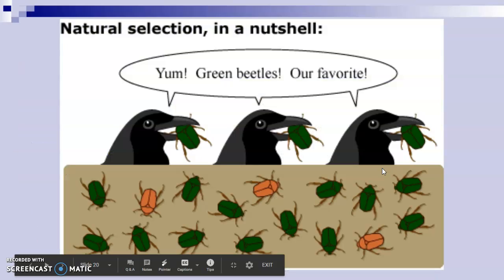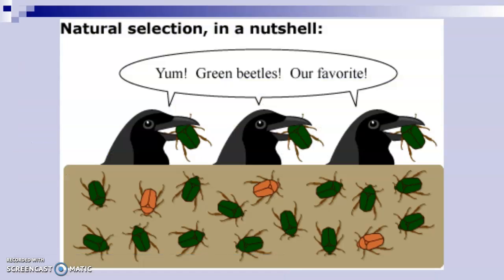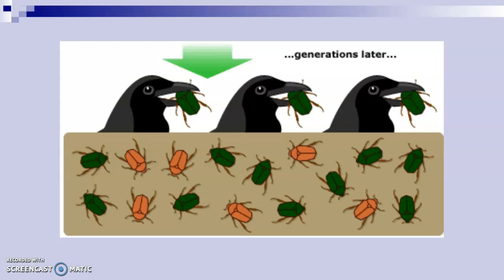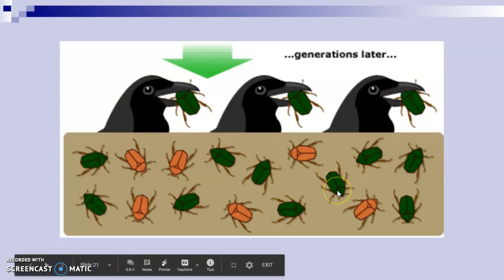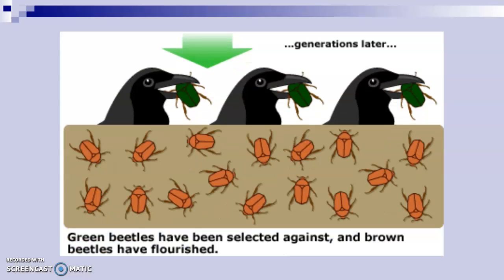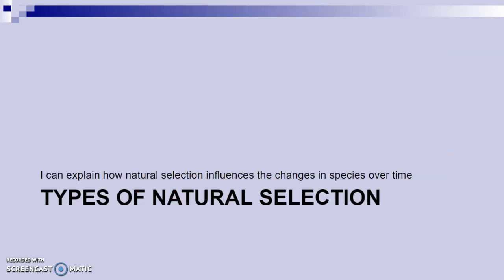So let's talk about natural selection in a nutshell. So these birds, they like the green beetles. But in its population of beetles, there's different traits for color. There's brown beetles and there's green beetles. So the birds only eat the green beetles. So because they're only eating the green beetles, the brown beetles are starting to flourish. Their population is starting to flourish. And generations later, the green beetles have been selected against, and the brown beetles have flourished. So that's natural selection in a nutshell.